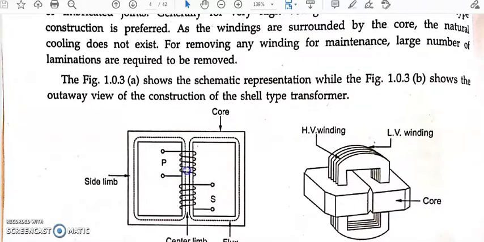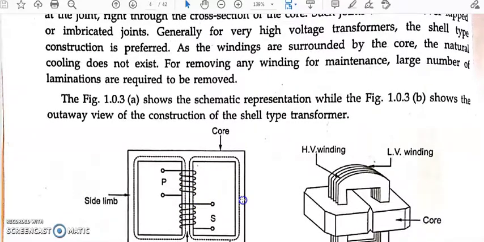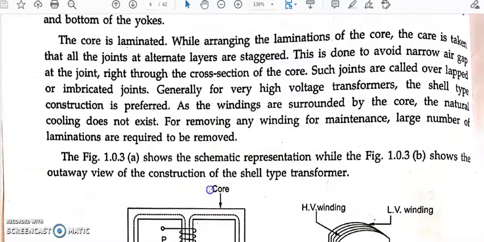And here one thing you need to remember, natural cooling is not possible, whereas in case of core type, natural cooling was possible. Again, maintenance is a bit difficult here, because primary winding and secondary winding are wound on the same limb, so a large number of laminations has to be removed for maintenance purposes. And shell type transformers are used for medium as well as high voltage applications.